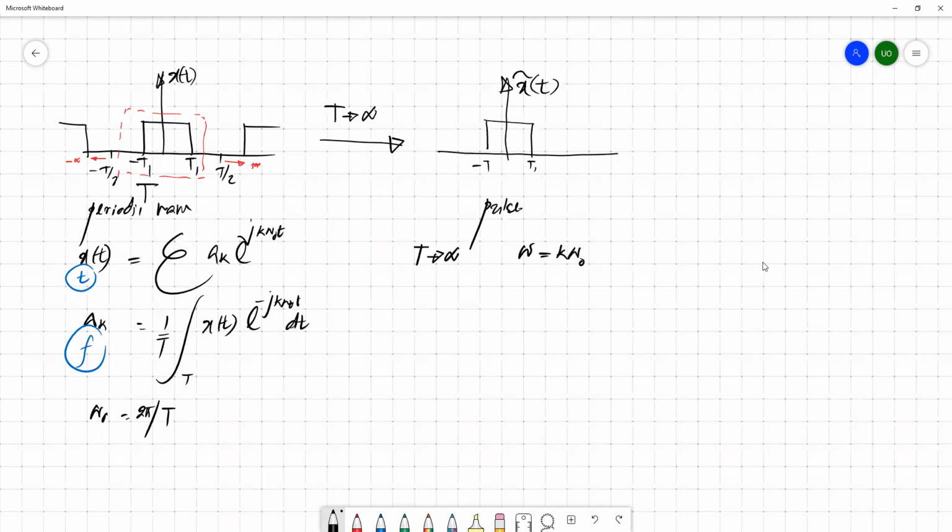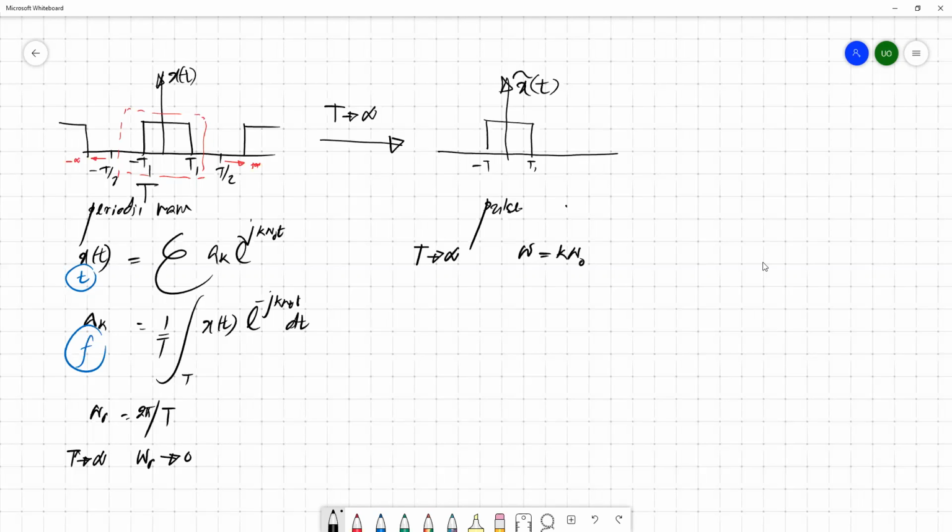So when T goes to infinity, we know that omega naught also goes to 0. It means once you let your period be infinity, the angular frequency of the signal is simply converging to 0, or the value of this omega naught becomes smaller and smaller.